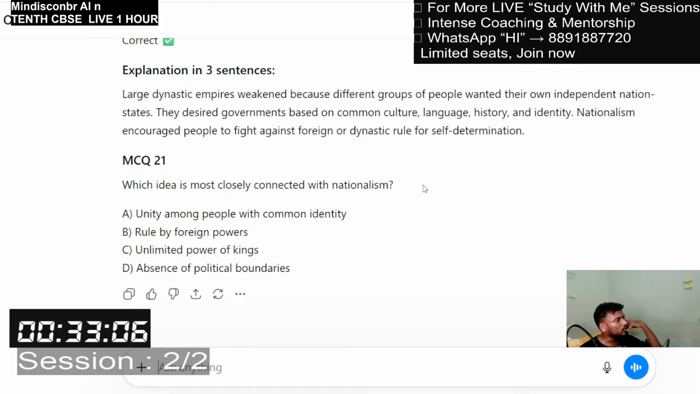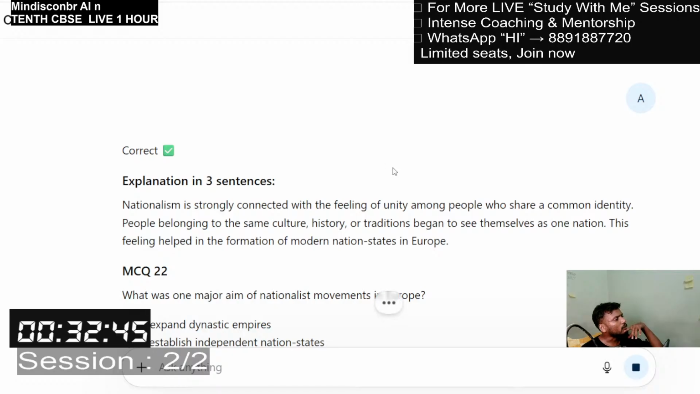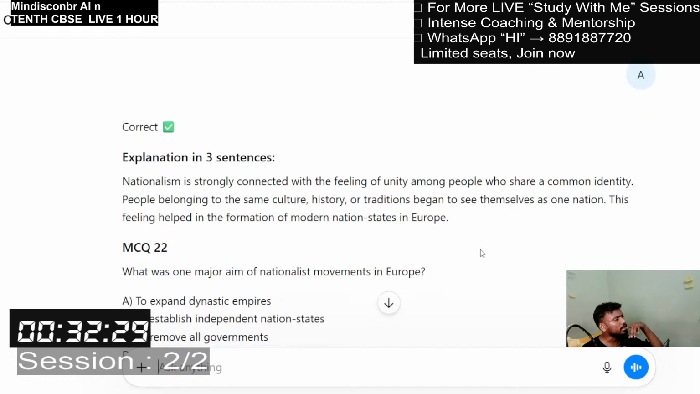Which idea is most closely connected with nationalism? Unity among people with common identity. Yes. Ruled by foreign powers? No. Unlimited power of kings? No. Absence of political boundaries? No. A. Nationalism is strongly connected with the feeling of unity among people who share a common identity. People belonging to the same culture, history, or traditions began to see themselves as one nation. This feeling helped in the formation of modern nation states in Europe.